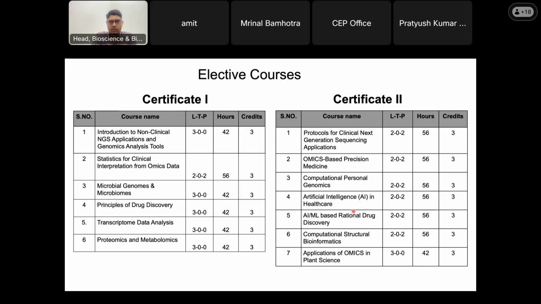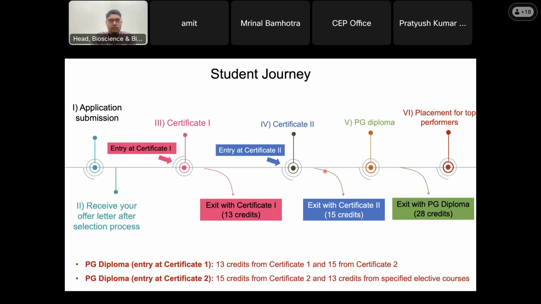And also we are covering different sectors like AI, ML, and computational applications in plant science and omics-based precision medicine, etc. So these are all broadly covering most of the domains that nowadays are applicable. So in the next slide, we have the student journey, that is, how your journey will be throughout this program.